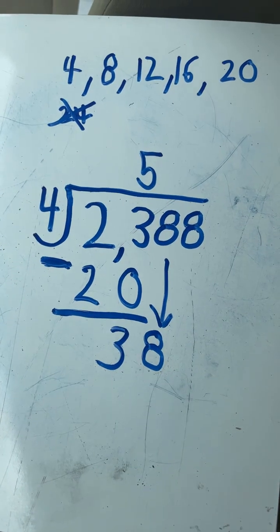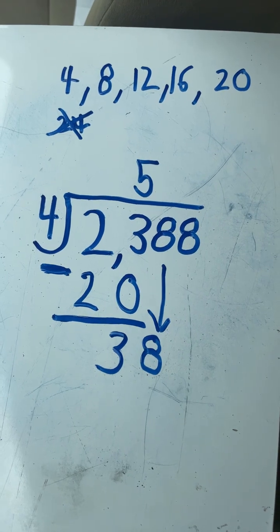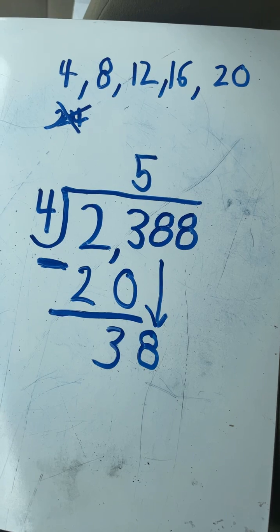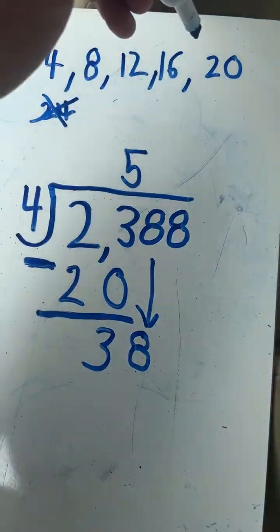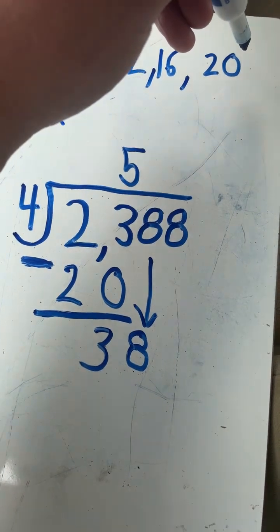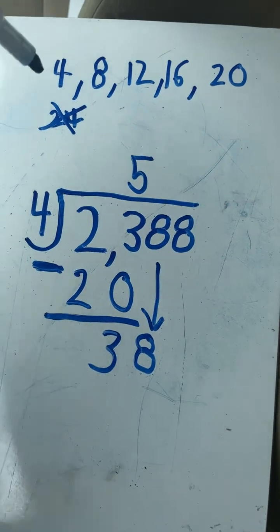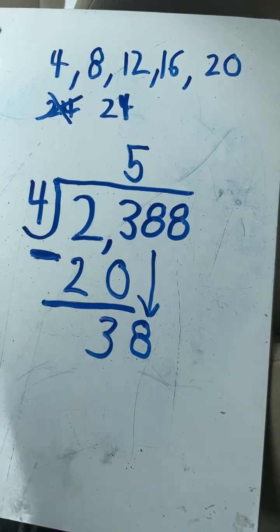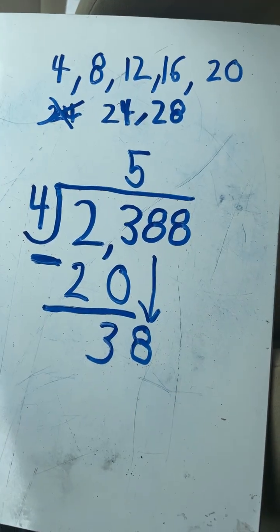Next step is we bring down the next digit. So now we got to do 38 divided by 4. So I already counted by 4 5 times. I know that 5 groups of 4 would equal 20. So if I continue to count by 4, 24, that's 6 groups of 4. 28, that's 7 groups of 4.